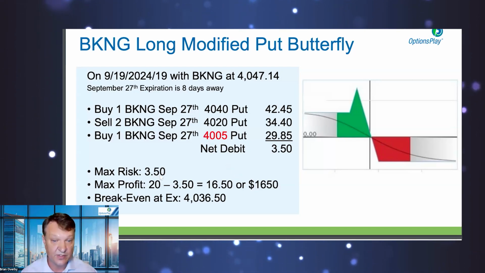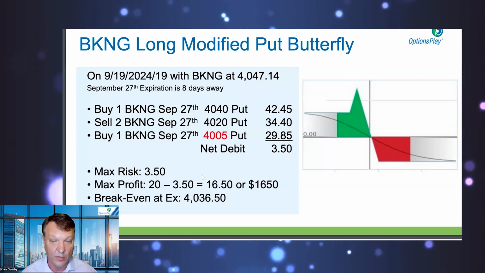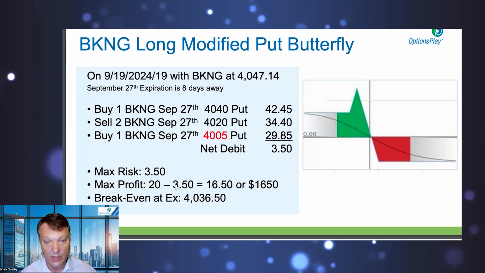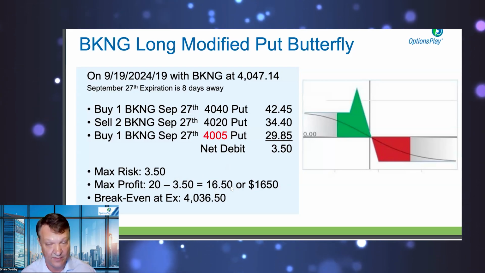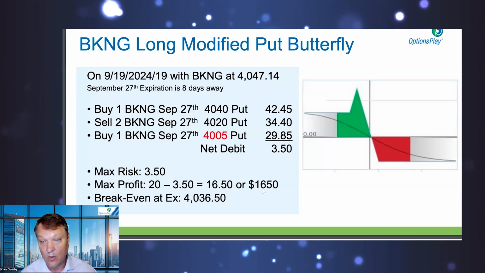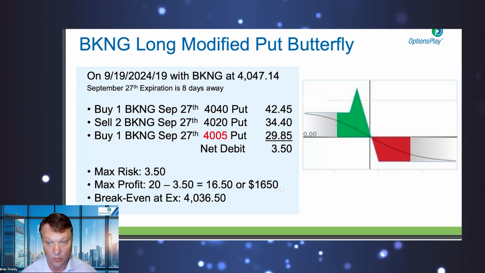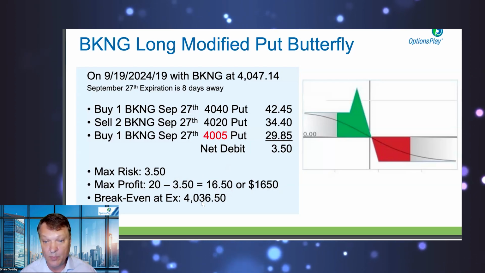The max risk is $350 for every 1x2x1 butterfly that we put on. The max profit is 20 minus $350, or $1,650. It's a little bit less than our other one because we paid more for it up front. And remember, if you make that, you get the stupid award for that. The break-even point is only one of them.